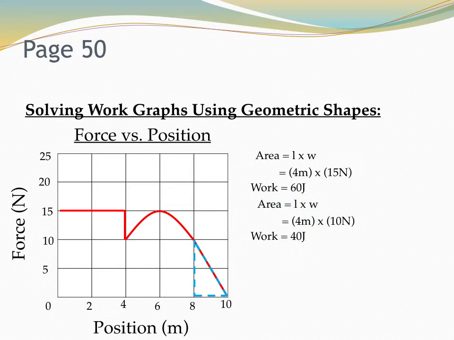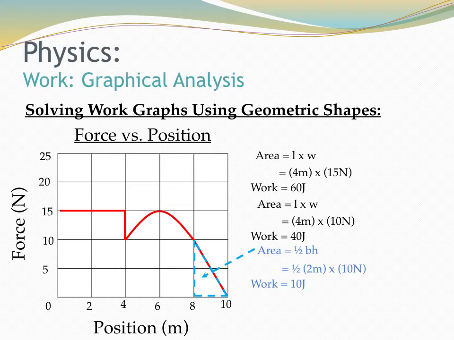All right, so what are we going to do next? I think this triangle will be the easiest one. And what we're going to do for that is the same thing, but we're going to half it. So just half of the base times the height. So half of 2 meters times 10 newtons will give us 10 Newton meters, or 10 joules.